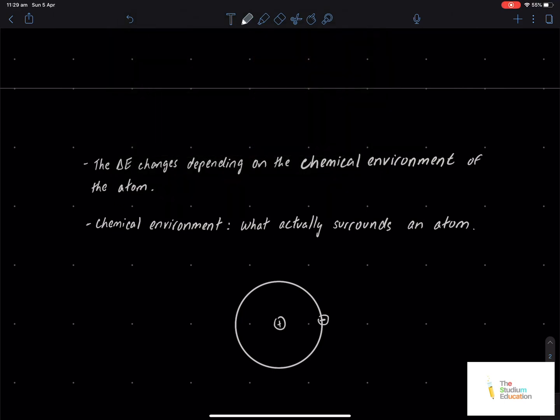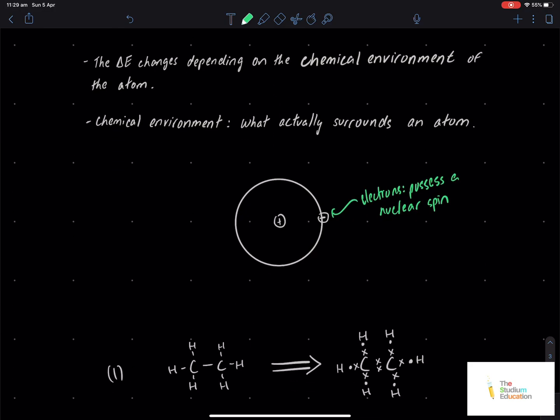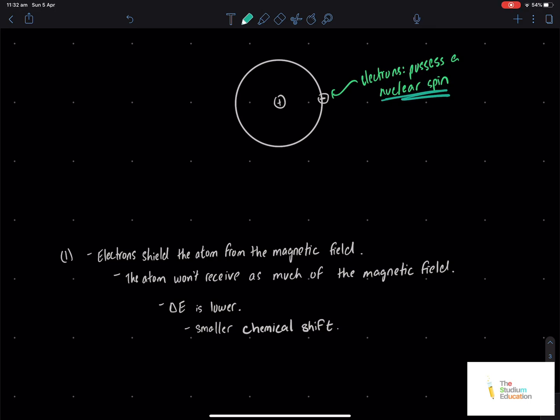So the cool thing about atoms is that they consist of protons, neutrons, and electrons. The cool thing about electrons is that electrons also possess a nuclear spin. What does that mean? It can create a magnetic field that can align against the external magnetic field that we applied. It can almost shield the atom from the external magnetic field, so the atom won't receive as much. Okay, so let's move on.